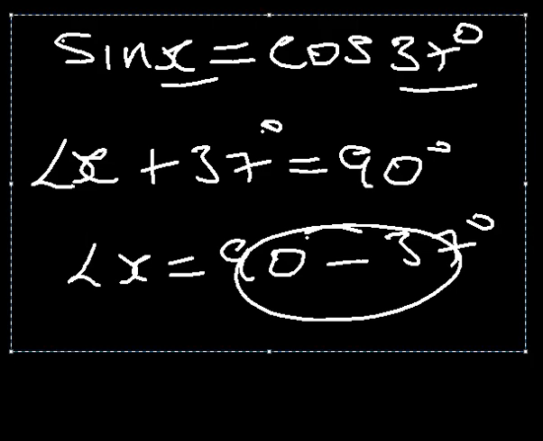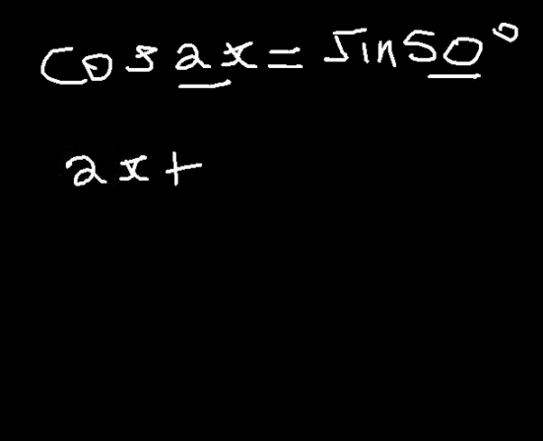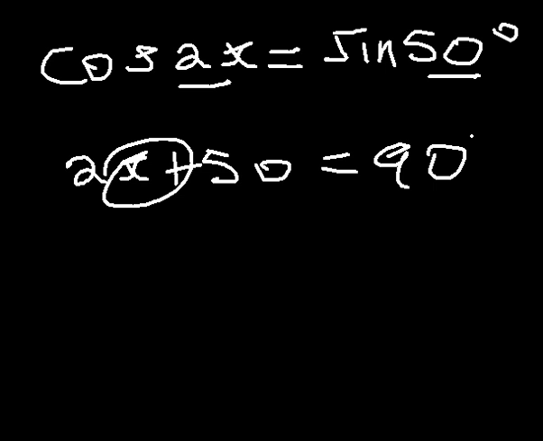And how about if we have this case? Let's say we have cos of 2x, and that should be equal to sin 50. Now what is the value of x in this case? 2x is the angle of cos, and this is the angle corresponding to sin. So these two angles are complementary angles, in the sense that 2x plus 50 is equal to 90. Then you'll be able to solve for x in this case.